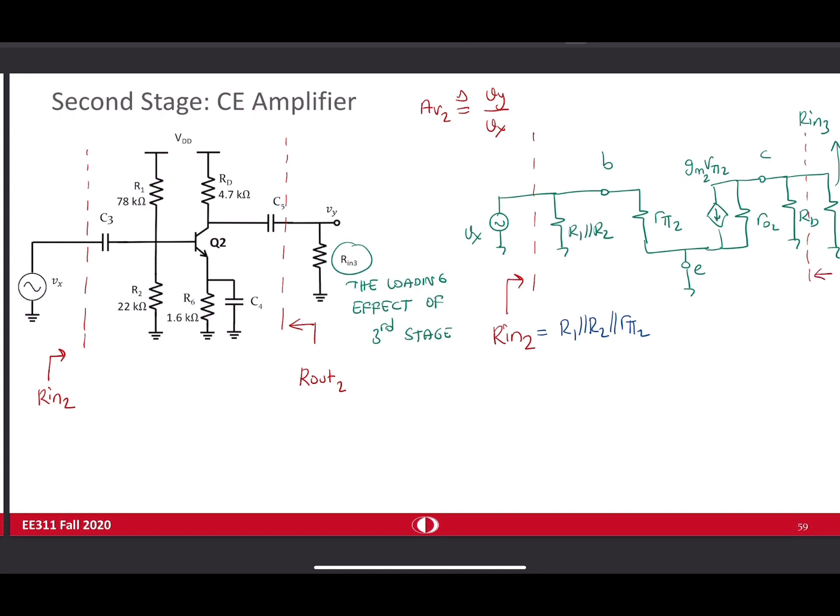The resistance seen from here, you kill the independent sources. This is shorted. VBE or V pi 2 is 0. This is open. The output resistance that you see, Rout2, is equal to RO2 in parallel with RD, which is again consistent with what I was guessing before.